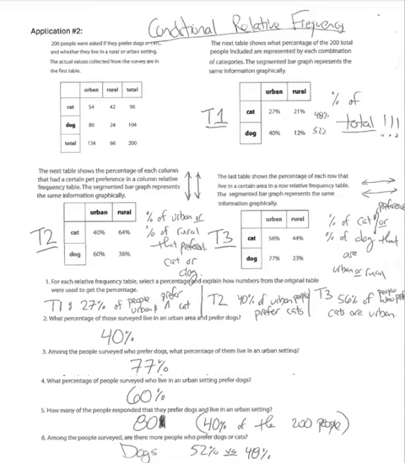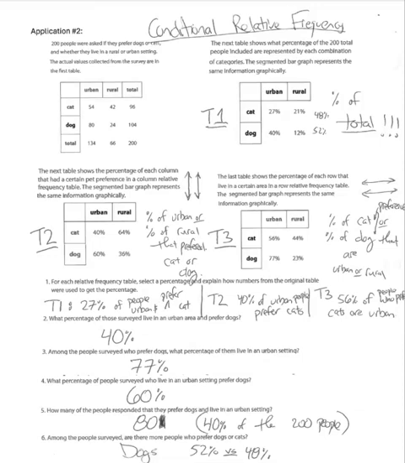T3 is the one where we were looking out of the total of people who like cats and total people who like dogs. So it said, out of the people who like dogs, what percentage of them live in an urban area? That's 77%. The next one is, what percent of people surveyed who live in an urban setting prefer dogs? The one that was totaling up the urban and the rural was T2. And then it says the percentage of people surveyed who live in an urban area and like dogs, urban and dogs, is 60%.